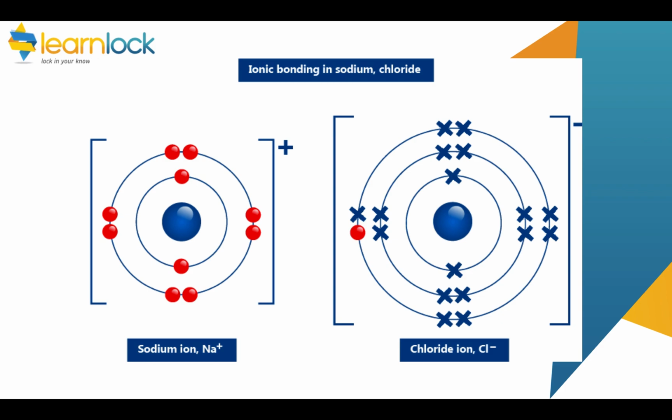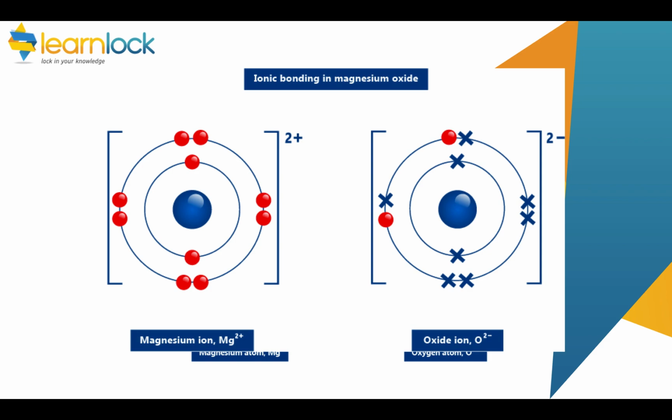Here's some other examples of ionic bonding. This is magnesium oxide. What's happened here is magnesium has given 2 of its electrons to oxygen. So oxygen is now full. Because oxygen's gained 2, it says 2 negative, and because magnesium has lost 2, it's 2 positive.